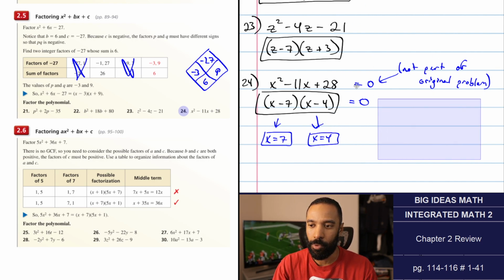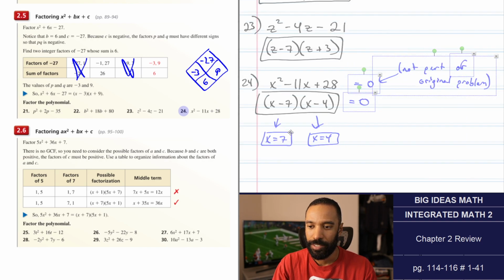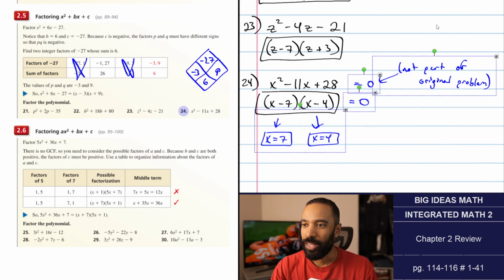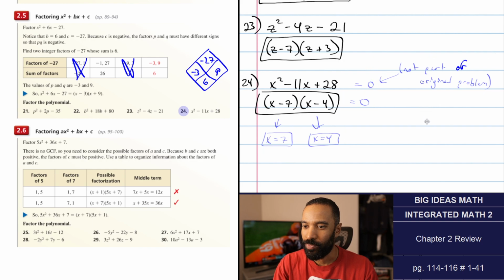Let me highlight that even more, just by, I don't know what I just did. Just by trying to, there we go. Like, thin it out more. There we go. Okay.